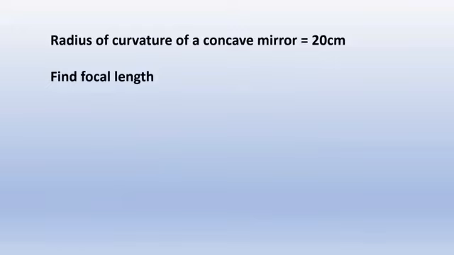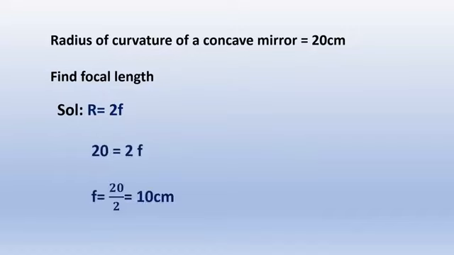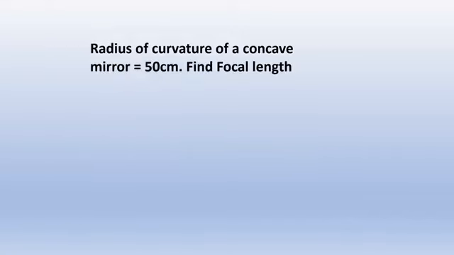Let us solve a numerical. The radius of curvature of a concave mirror is 20 centimeters. Find the focal length. We know R = 2f, so substituting the value of the radius of curvature, 20 = 2f. f = 20/2, so it's 10 centimeters. Let's solve another numerical. The radius of curvature of a mirror is 50 centimeters. Find the focal length.